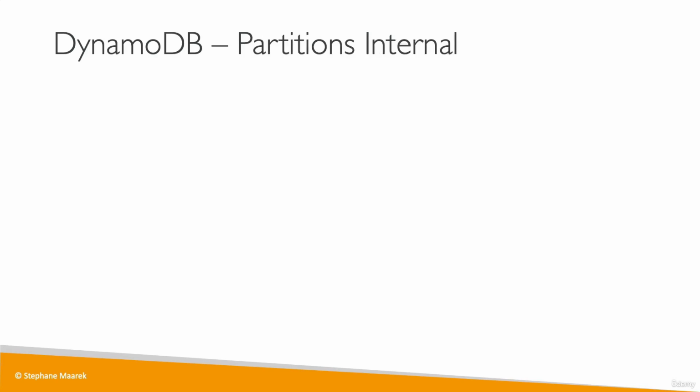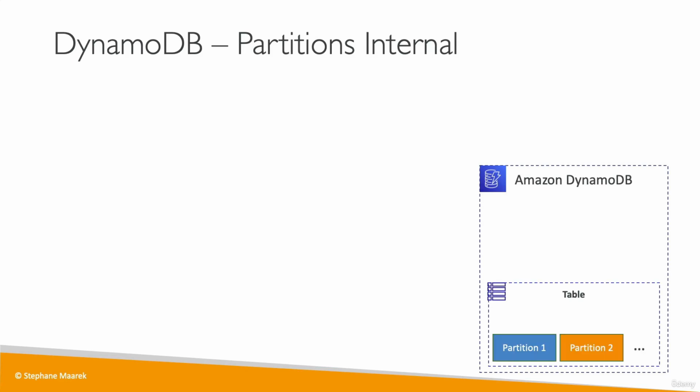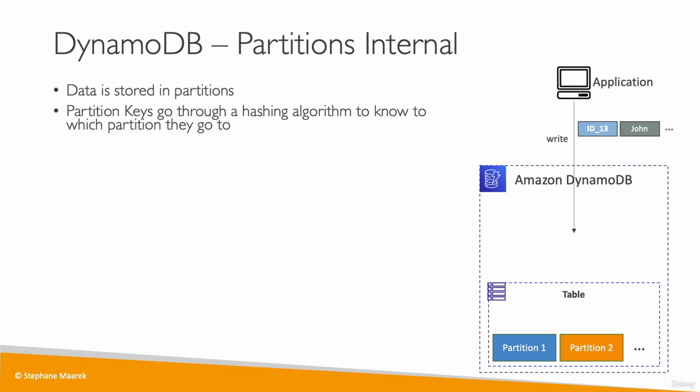So now that we know about WCUs and RCUs, let's talk about how DynamoDB works in the backend with partitions. So DynamoDB is made of tables, and each table has partitions. And partitions are just copies of your data that live on specific servers. Now, when your application does writes into DynamoDB, what's going to happen is that your application will send a partition key, a sort key maybe, and some attributes. And all this data is going to go through a hashing algorithm.